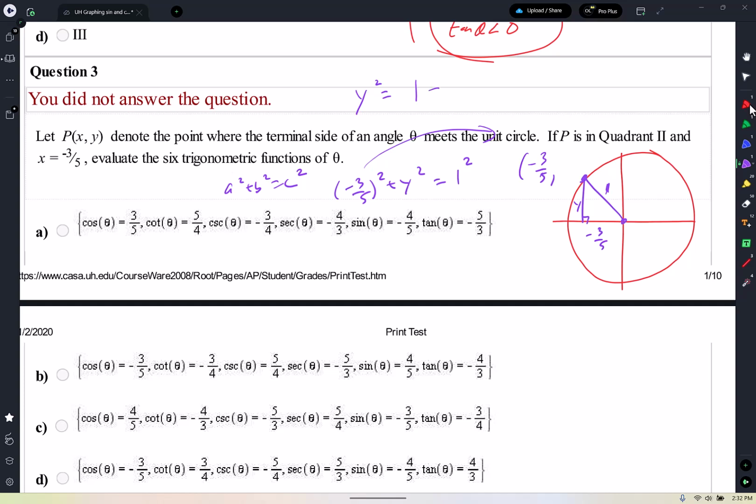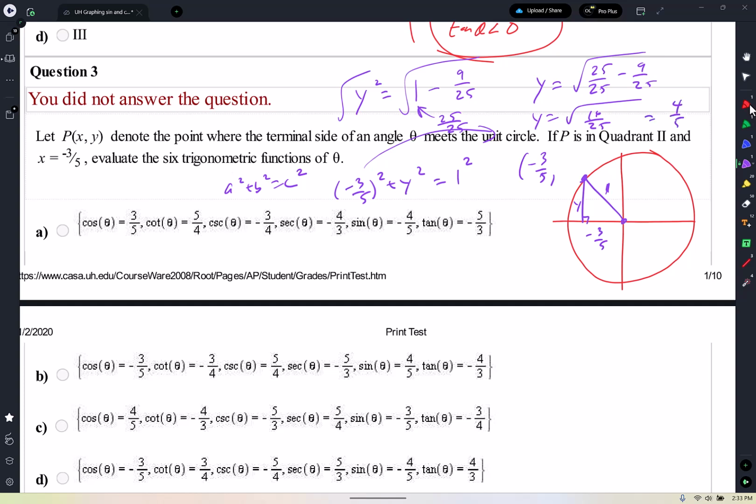So let's see. 3 squared is 9. 5 squared is 25. So 9 over 25. Child, I need a calculator. I don't know how to do this. You don't need a calculator. Square root. Turn this 1 into 25 over 25. Y equals the square root of 25 over 25 minus 9 over 25. Y equals the square root of 25 minus 9 is 16 over 25. Laws of exponents, 4 over 5.